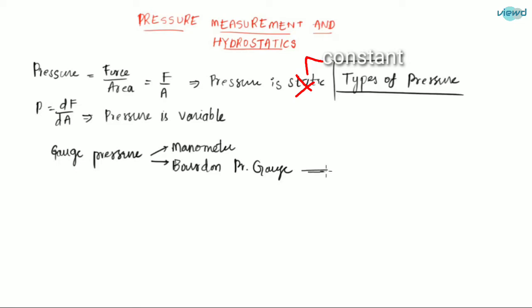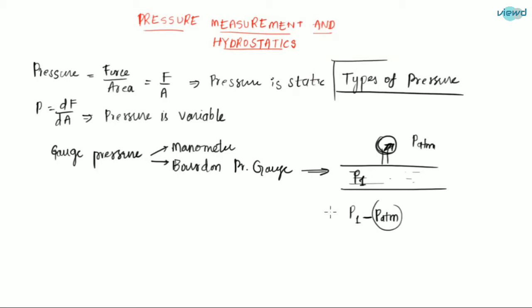Let us see how the Bourdon pressure gauge gives the pressure. Suppose there is a fluid flowing in this, and there is this Bourdon pressure gauge. This gauge gives the pressure if there is pressure P1 here and there is P atmospheric. This shows the reading with respect to atmosphere, which means P1 minus P atmospheric pressure is given here. So this is not the absolute one. With respect to atmosphere, it is giving the pressure.